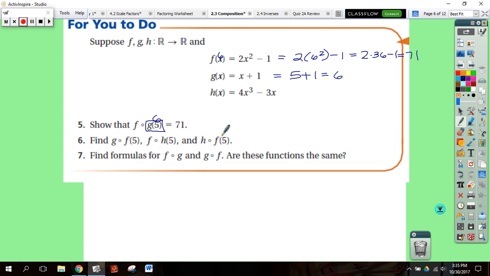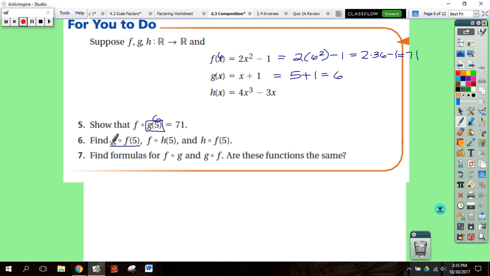Find these 3 different compositions here. So g of f of 5. One thing that you're going to see is when it talked about whether compositions are commutative, here's f of g, and we're going to do g of f of 5. Are we going to get the same answer? That's what it means for composition of functions to be commutative: if you plug the number 5 into g and then that output into f, or you reverse the order, do you get the same answer?